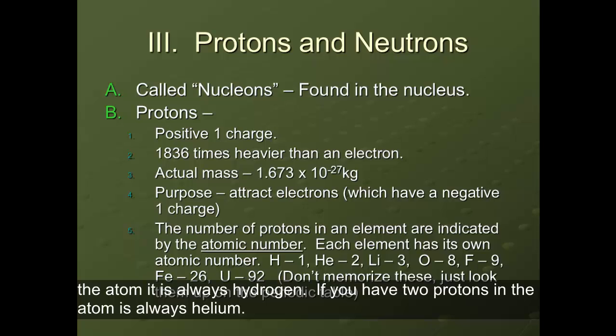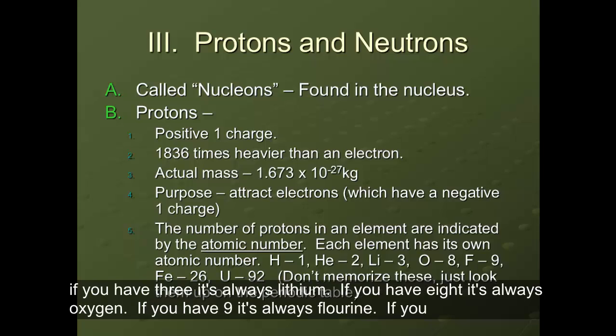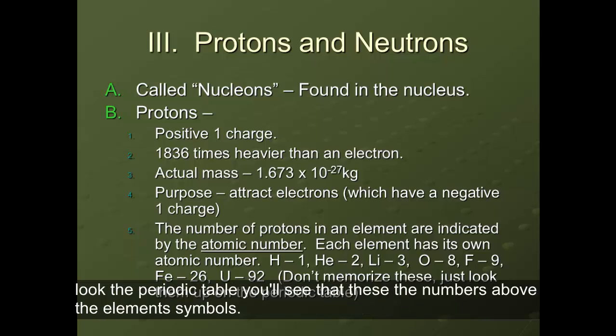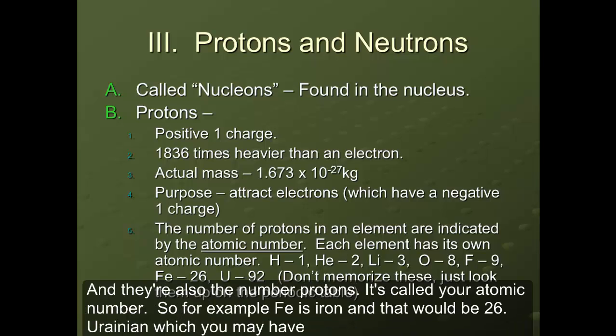If you have 2 protons in the atom, it is always helium. If you have 3, it's always lithium. If you have 8, it's always oxygen. If you have 9, it's always fluorine. If you look at a periodic table, you'll see that these are the numbers above the element symbols. And they're also the number of protons. It's called your atomic number.